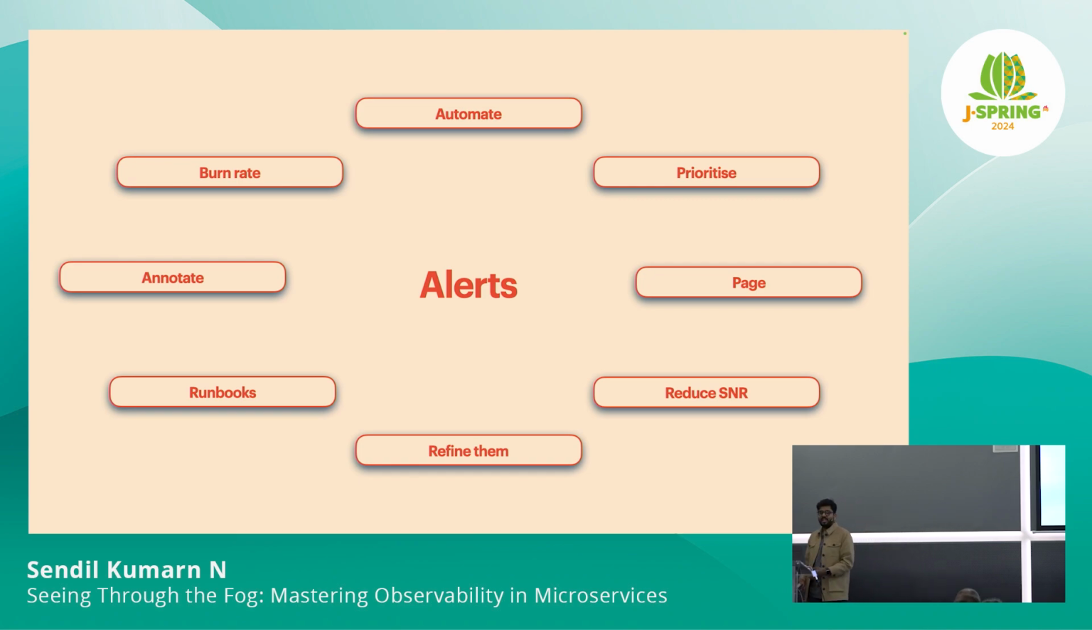Alerts are great. Alerts help you to automate things. Alerts help you to understand when things go wrong. And they can let you live in peace, because you know your phone will ring if something goes wrong. You can prioritize those alerts.